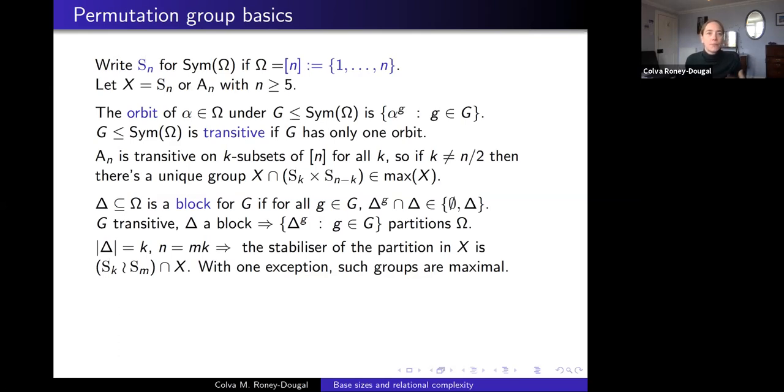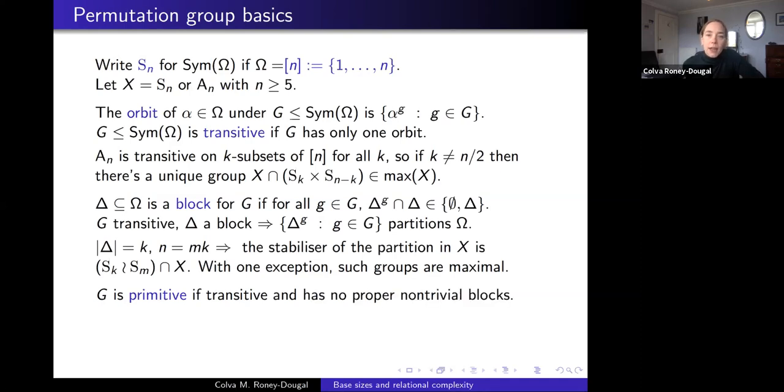So we've got these transitive ones, and then we've got these wreath products, so these stabilizers of partitions. So I'll say that a group G is primitive if it's transitive, so we can send any point to any other, and there are no proper non-trivial blocks. So all blocks have size 1 or the whole thing.